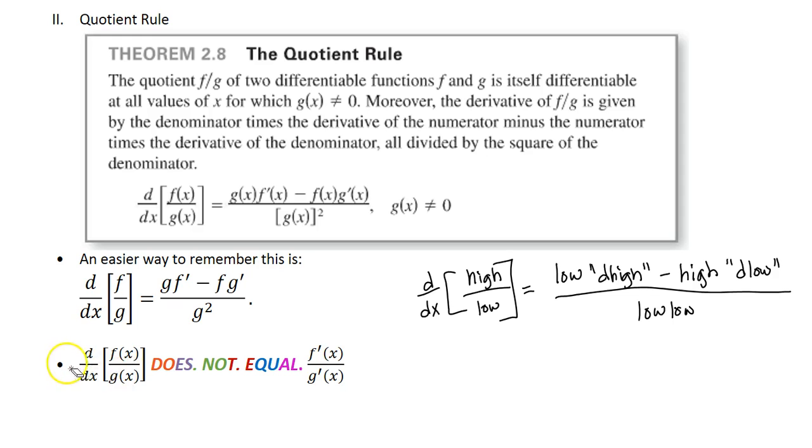But again, it's important to remember that the derivative of a quotient f over g does not equal the quotient of the derivatives, so you cannot do that. So let's look at some examples of how to use this formula.